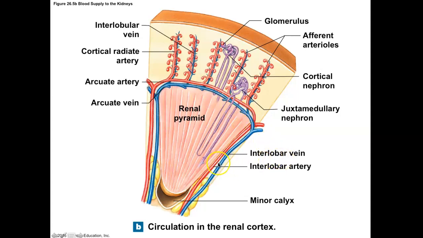Interlobar is, there's artery and veins, the same word. It's within that renal column between the lobes, okay? I do remember at one point they changed the name. These were both called cortical radiate artery and vein, and then for some reason they became interlobular.